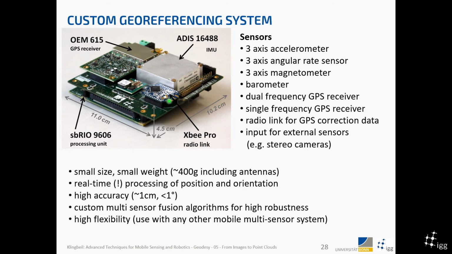Because we wanted a precise position in real time, we of course need the correction data from some master station, so you need to have that link available. And there is an input for external sensors like the stereo cameras. This is also important: if you want to integrate this, you have to make sure that it's time synchronized with all the other stuff. We developed this because back then similar things were not available, and we wanted to have full control of the system with respect to all the connections, interfaces, and the software.